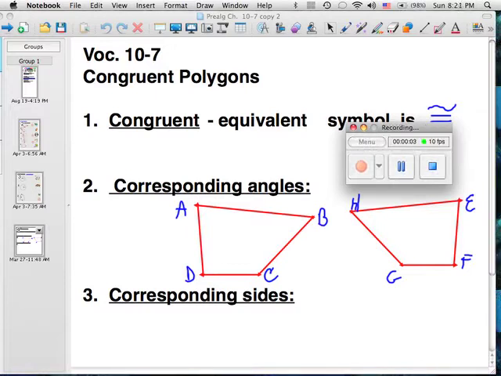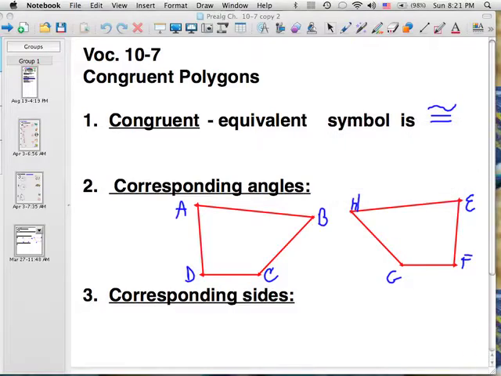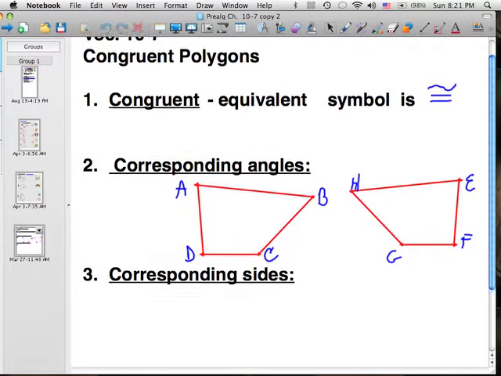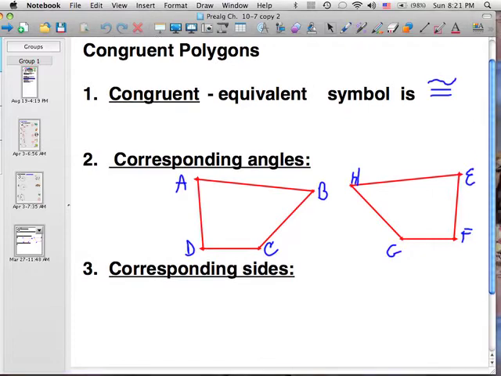We're on chapter 10, section 7, and we're working with congruent polygons. The word congruent means equal to or equivalent, and we use the symbol, a wavy line with an equal sign underneath. So the two shapes below are congruent. That means that their corresponding angles, the angles in the same place, are equal, and the sides are congruent or equal also.